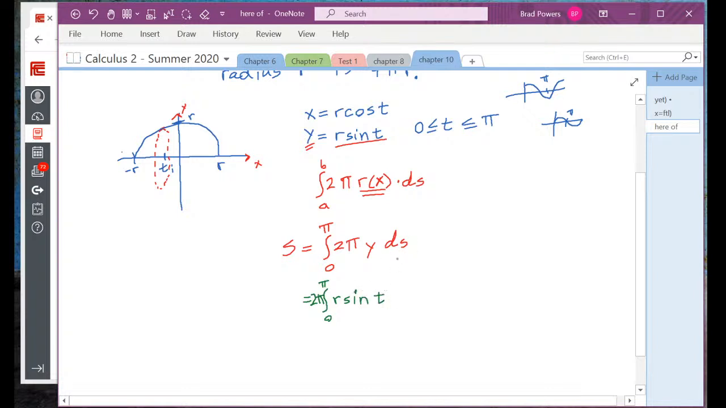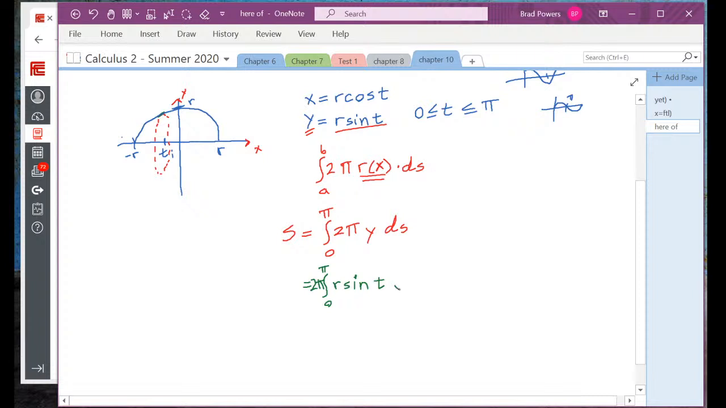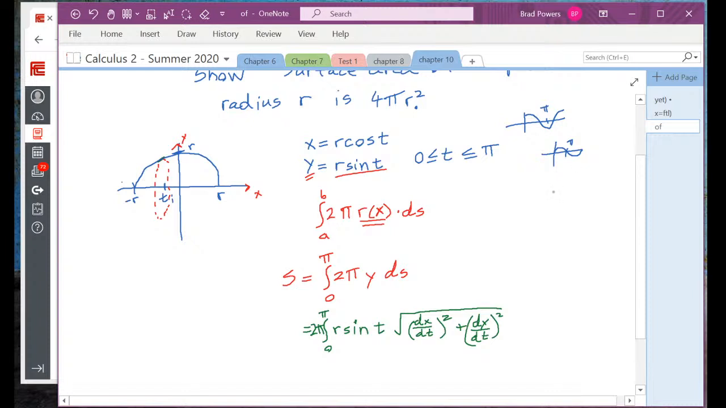So plug that in, r sine of t. And then the formula for arc length, that ds here, that little segment that I'm rotating around, is just the square root of (dx/dt) squared plus (dy/dt) squared. Okay, so I've got one more step. Well, what is dx/dt? What is dy/dt?